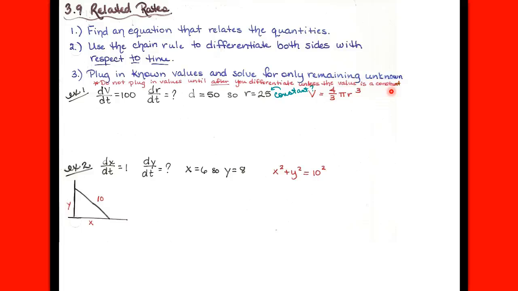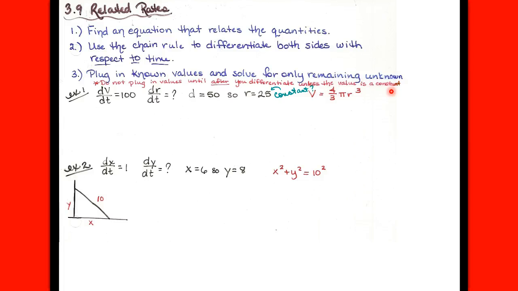Example 1 says: air is being pumped into a spherical balloon so that its volume increases at a rate of 100 centimeters cubed per second. How fast is the radius of the balloon increasing when the diameter is 50 centimeters?